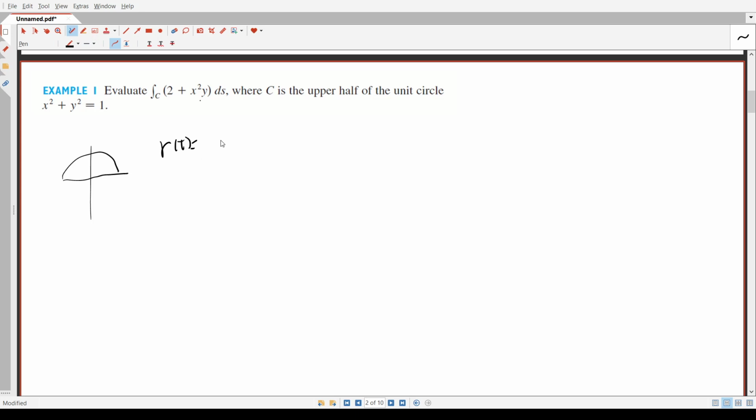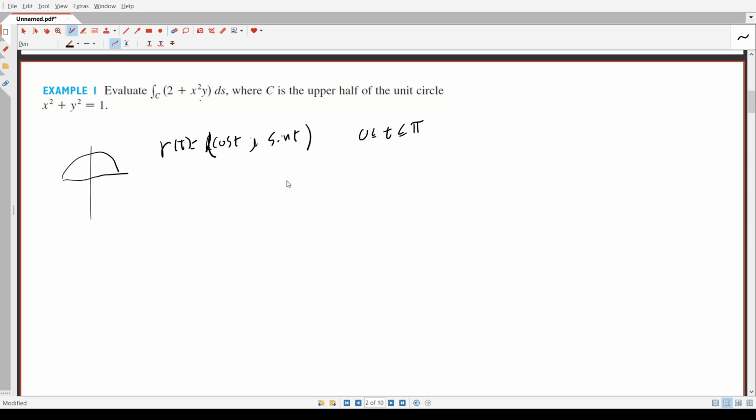Well, I can always do this as r of t equals cosine t, and then sine t, like this. So to go from here to here, that means that t starts at 0 and goes all the way up to pi. For these, it's really important to note on your diagram, or when you're parameterizing your curve, where t starts and where it ends.